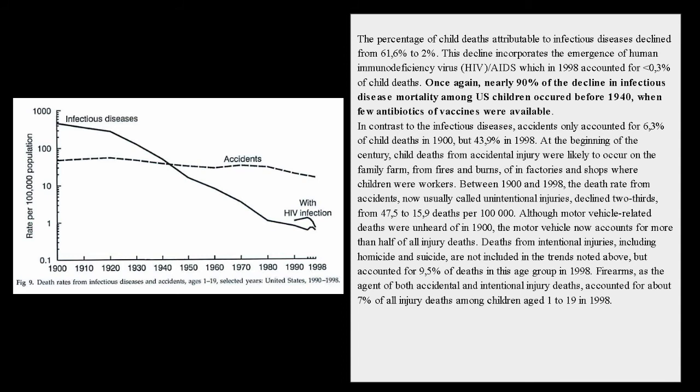Deaths from intentional injuries, including homicide and suicide, are not included in the trends noted above, but accounted for 9.5% of deaths in this age group in 1998. Firearms, as the agent of both accidental and intentional injury deaths, accounted for about 7% of all injury deaths among children aged 1 to 19 in 1998.